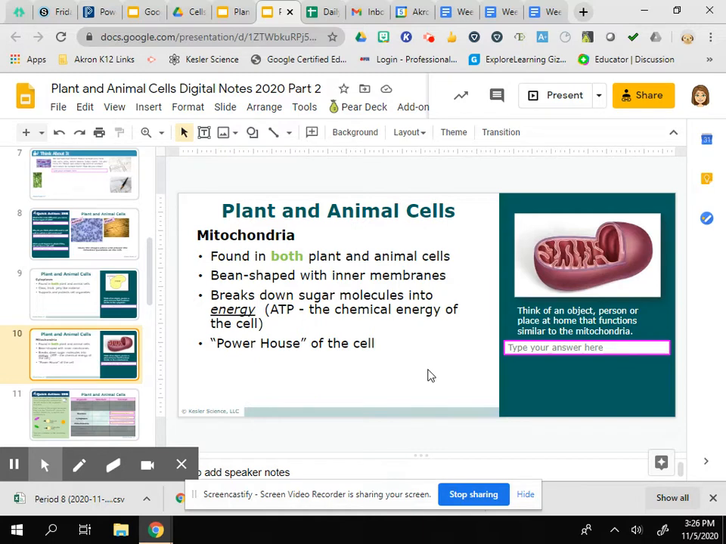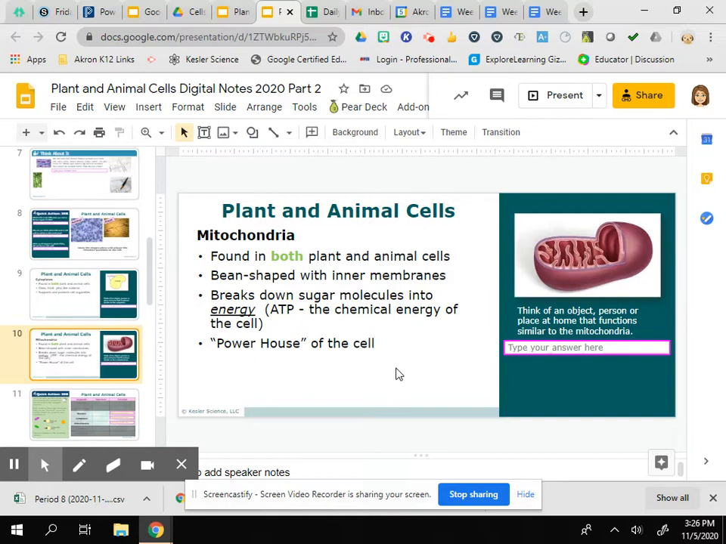Mitochondria. These are found in both plant and animal cells. They are bean-shaped, and they have this very tight inner membrane. You can see from the cutaway in the picture. What mitochondria do is they break down sugar molecules into energy. They create ATP. This is the chemical energy of the cell. And this process is called cellular respiration.